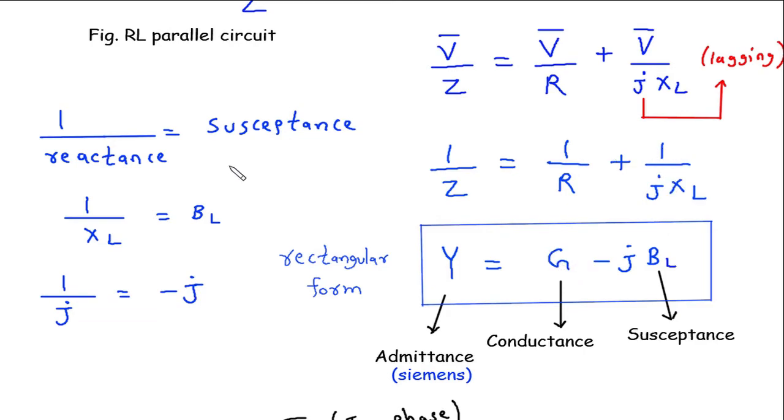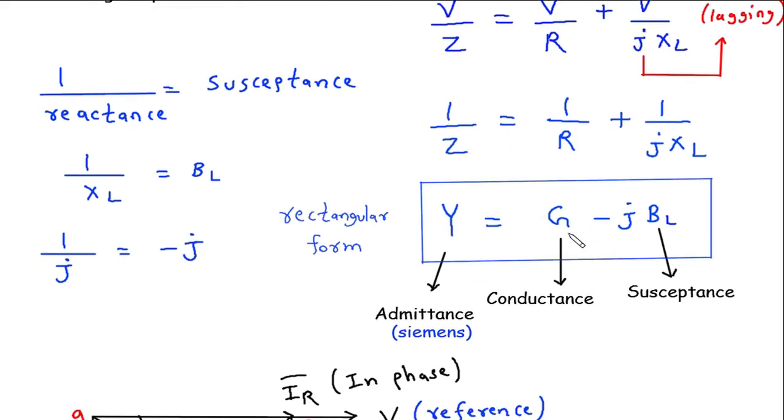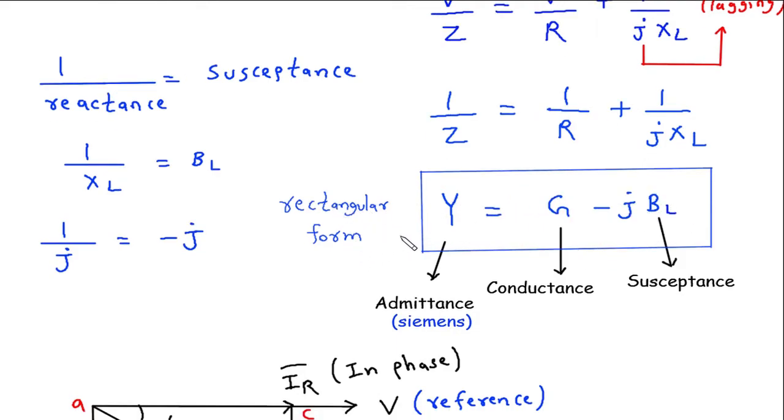Then the reciprocal of reactance is susceptance. Here the reactance is inductive reactance, so 1 upon XL is equal to BL. BL is the inductive susceptance. So here we can write BL. Now this 1 by J is equal to minus J, so here we can replace this 1 by J by minus J. Now Y is equal to G minus JBL. This is an equation in rectangular form.